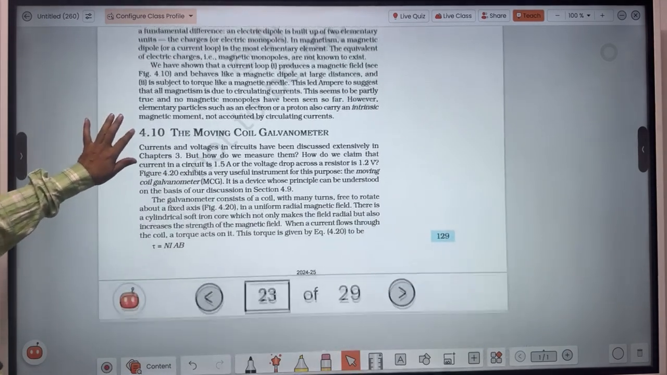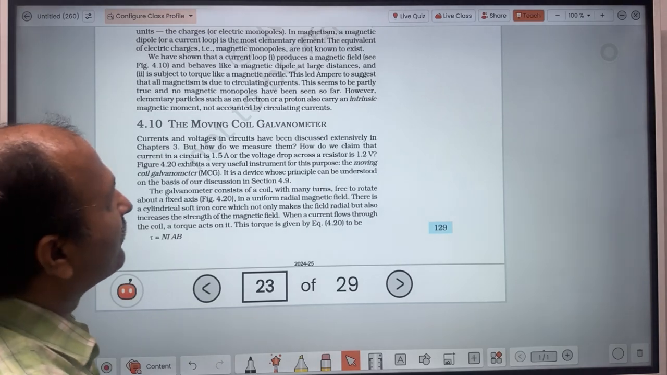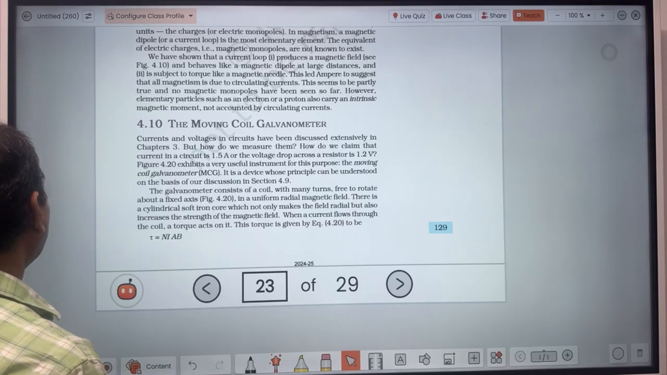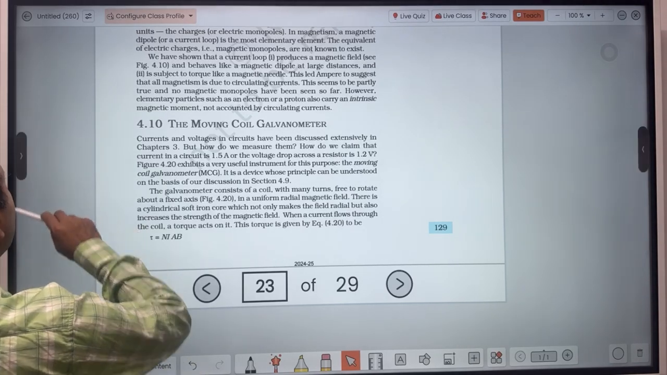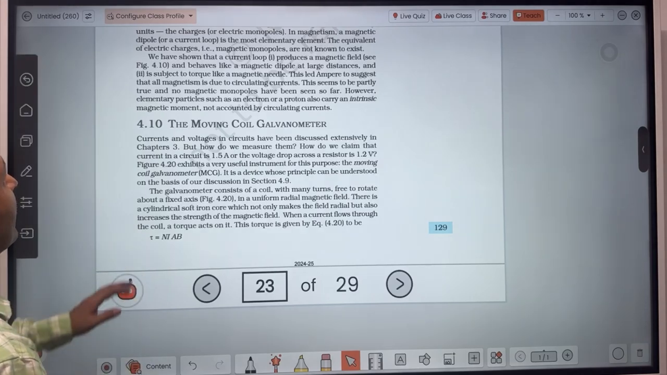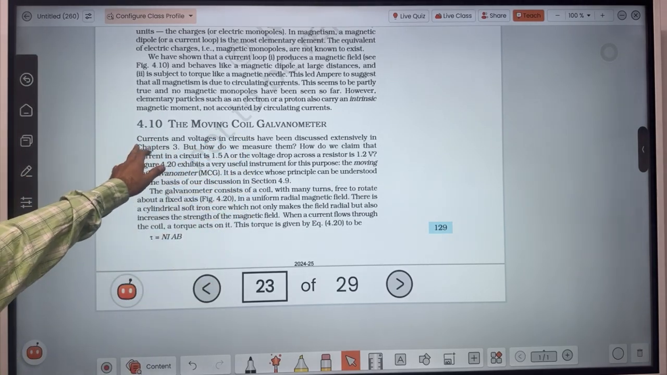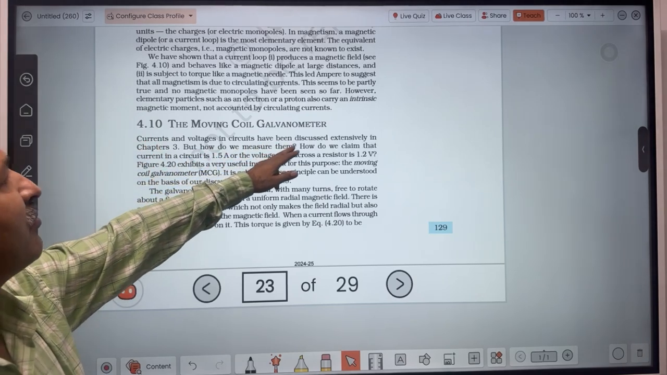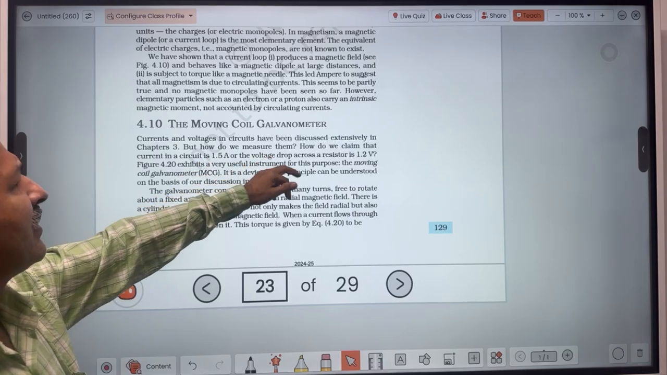Now we are going to see what a moving coil galvanometer, or MCG, is and what its purpose is, and from there we will try to find the expression for an ammeter and voltmeter. So let's see how. Here, moving coil galvanometer. Currents and voltage in circuits have been discussed extensively in chapter 3, so we know it. But how do we measure them?